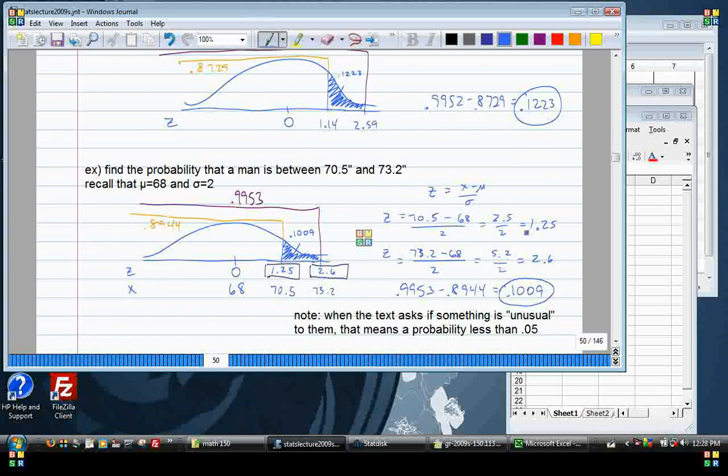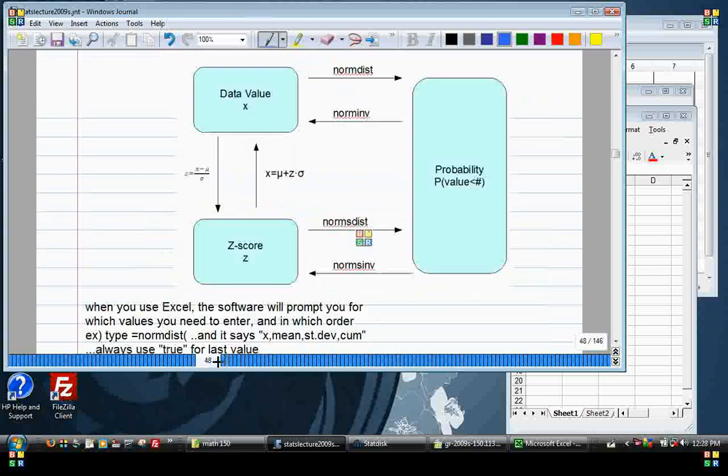So, quick recap. Everything we talked about today was this. And of course also dealing with the notation and the word problems. But everything comes down to this. If you're given a data value, how do you find a probability? Or if you're given a probability, how do you find a z-score? Etc., etc., etc. Okay?